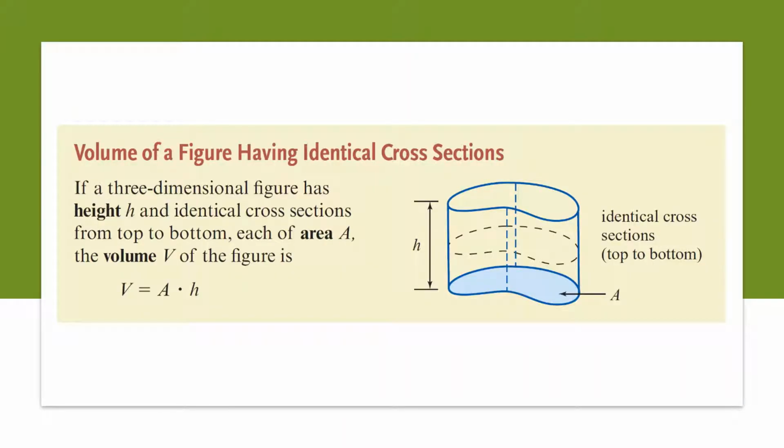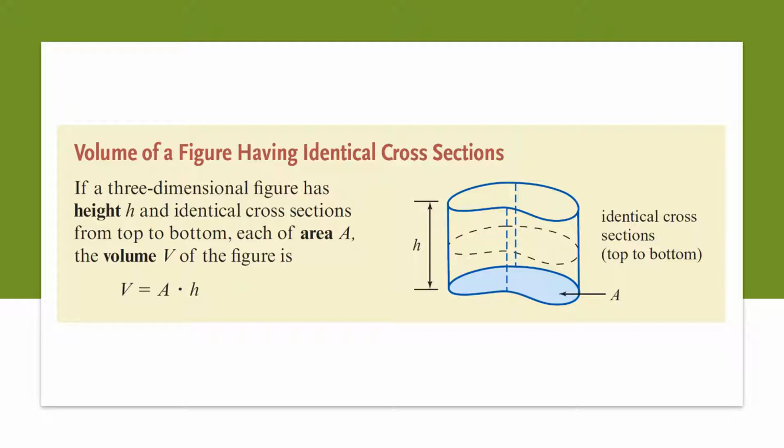If we're dealing with a figure that has identical cross sections, then this is the formula that we will use. I'm going to talk more about what it means to have identical cross sections in a minute, but first I want to read the definition. If a three-dimensional figure has height h and identical cross sections from top to bottom, each of area A, the volume V of the figure is volume equals area times height.